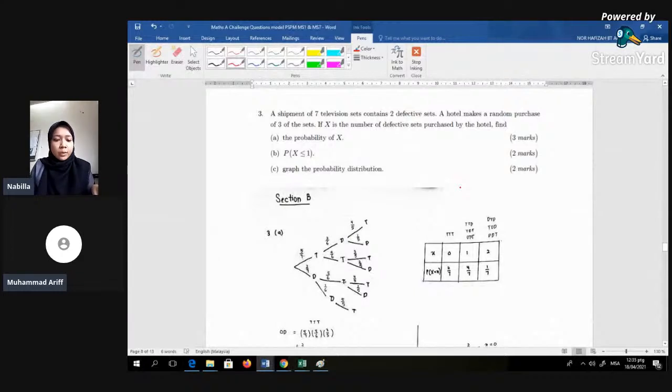Alright, now we proceed to question 3. The shipment of 7 television sets contain 2 defective sets. A hotel makes a random purchase of 3 of the sets. So, if X is the number of defective sets purchased by the hotel, find the probability of X.